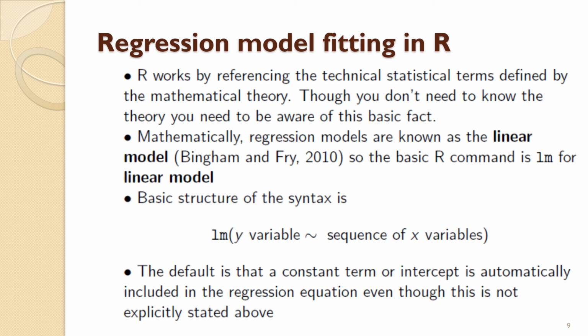Now the basic structure of the syntax is the command is lm, it is applied to a y variable, and there is then a squiggle, which is a tilde, which means that the y variable is related to a sequence of x variables that follows. The default is that a constant term or intercept is automatically included in the regression equation, even though this is not explicitly stated in the R syntax. The reason I mention this is that usually you automatically include an intercept term, but there are rare circumstances, like later in this lecture, where it is actually easier to fit the regression model without a constant term.